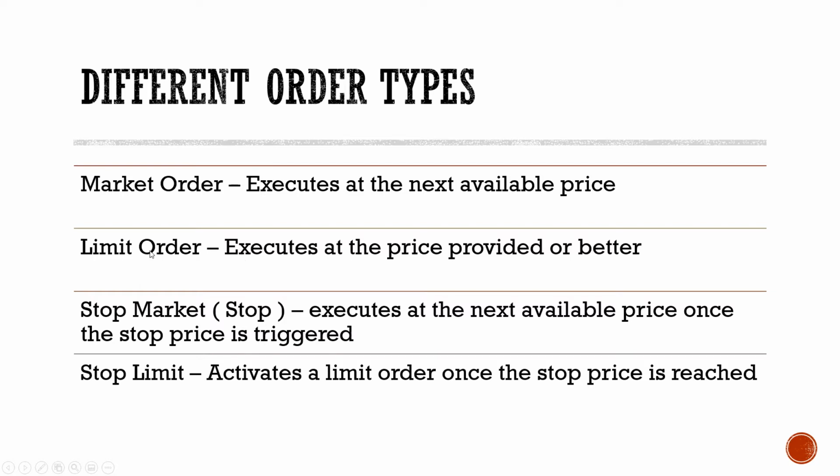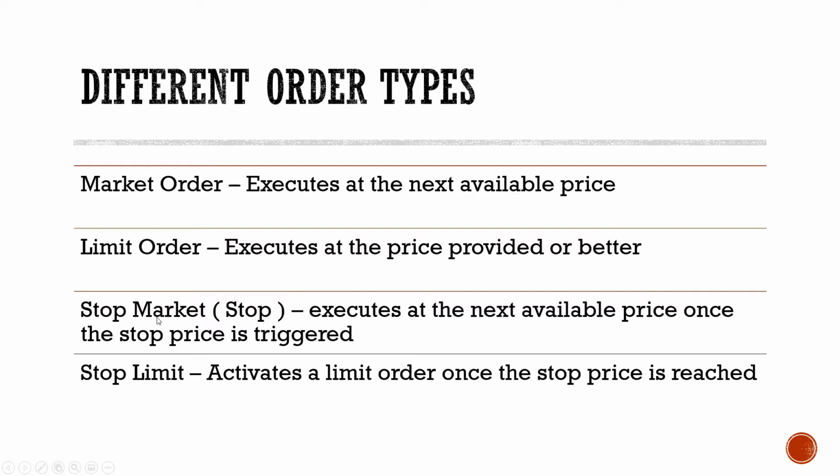Okay, so that's it. A limit order will execute at the price provided or better. So if the stock is trading at 12 and you put 11.50, then it will wait for 11.50 to hit before executing. But if you want to buy the stock at 12.50 and the stock is trading at 12, it will execute right away.